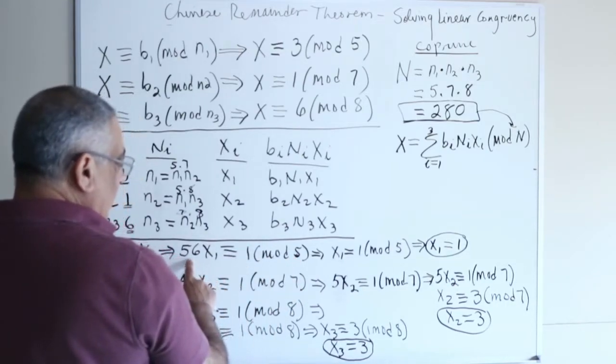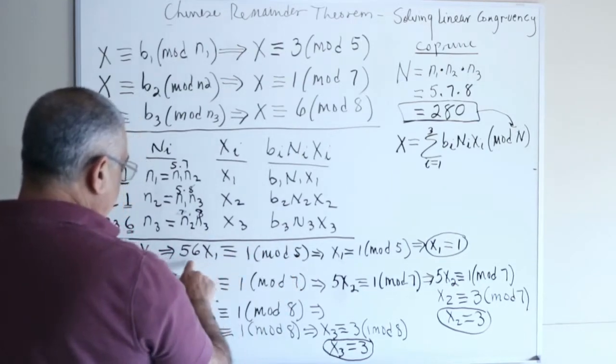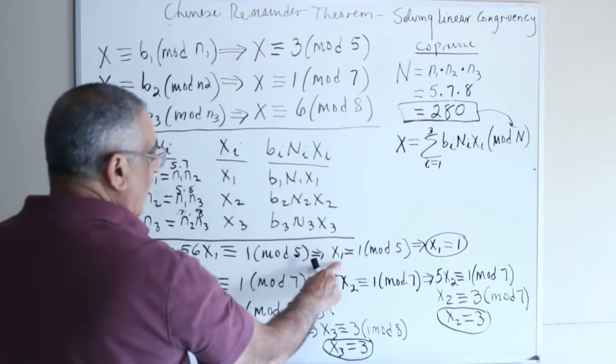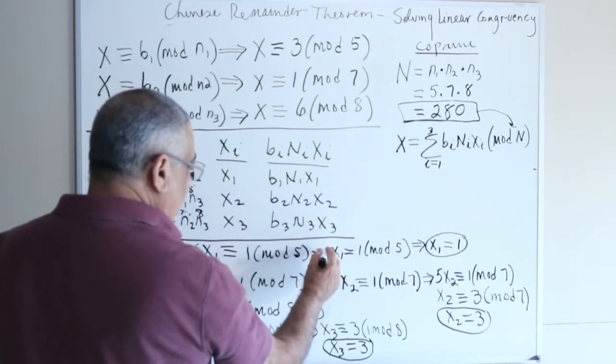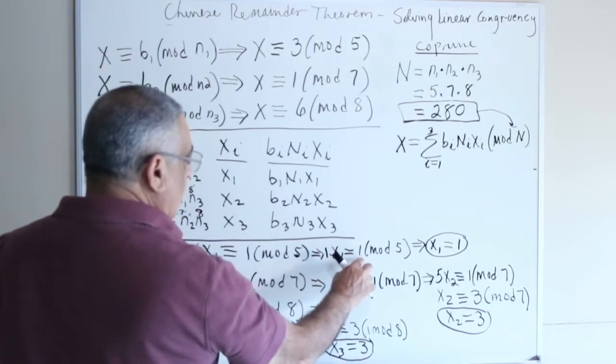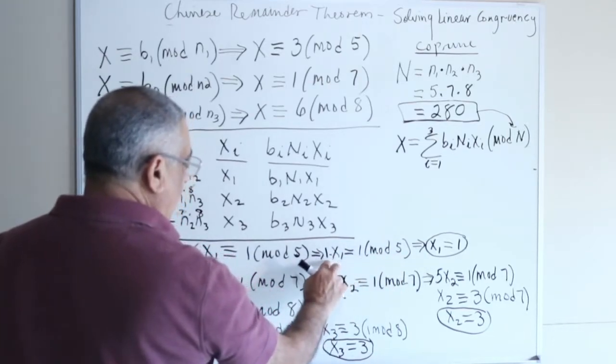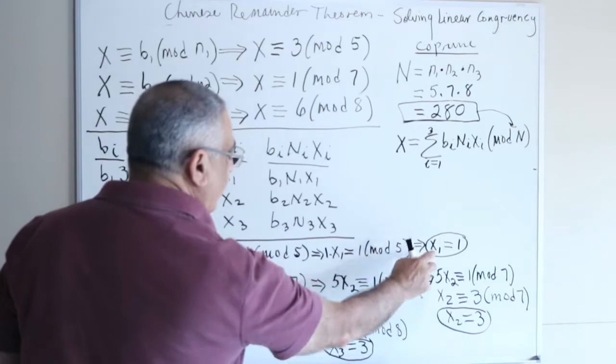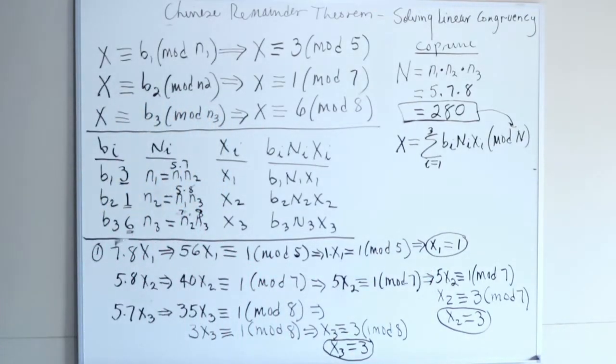If I take 56 mod 5, that gives me 1. So this is actually 1 x1 congruent to 1 mod 5, therefore x1 is 1. So we solved for x1.